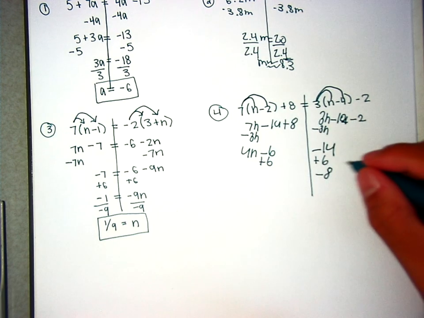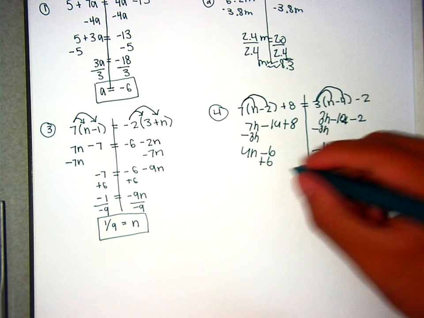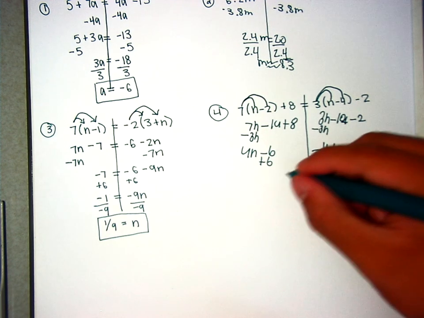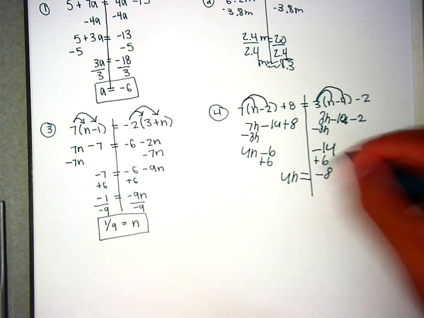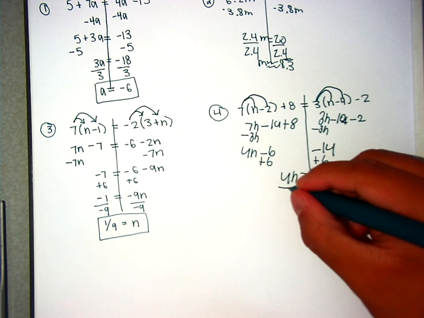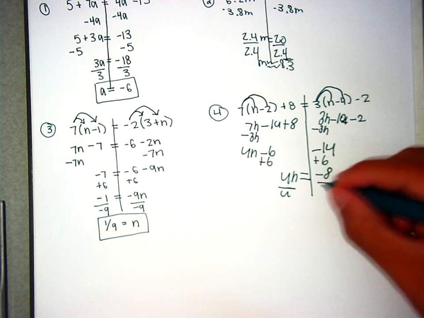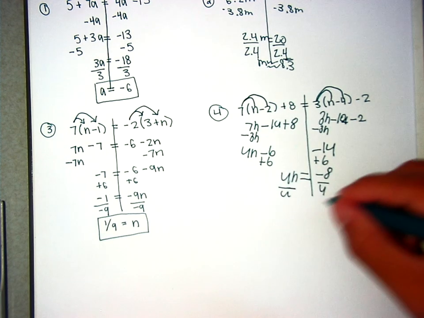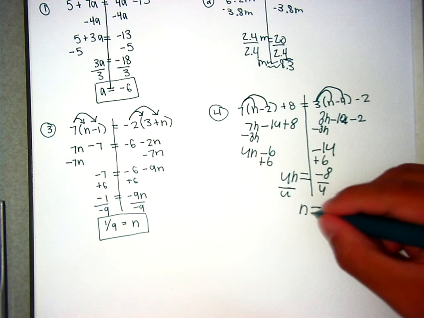So it's 4n equals negative 8, Logan. Yeah, 4n equals negative 8. Okay, and then you divide the 4n and the negative 8 by 4 to get n equals negative 2. Way to go, boys.